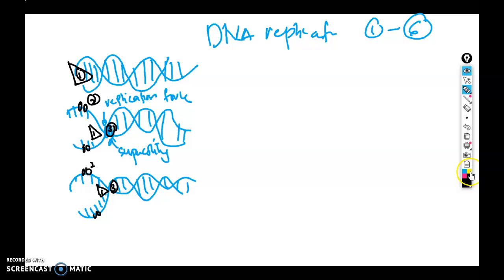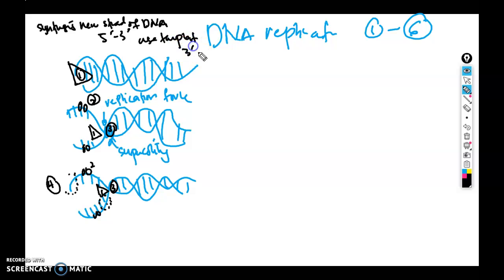And then next is number 4, primase. Primase akan datang sini, akan come here. Why here and here? Due to the rules of DNA replication. DNA replication will synthesize new strands of DNA in 5' to 3' direction and use a template of DNA 3' to 5'.